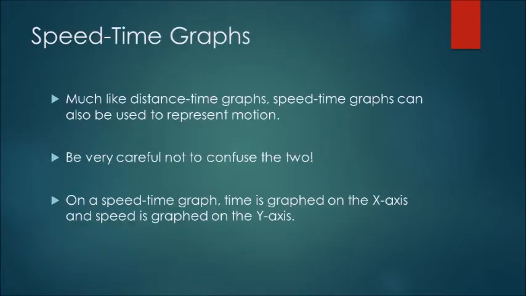So, speed time graphs. Much like distance time graphs, speed time graphs can also be used to represent motion. It's very important that we do not confuse these two, so we need to be very careful when we are looking at these graphs. A distance time graph looks at a change in position, while a speed time graph looks at a change in speed. Two completely different things. Make sure you're paying attention. On a speed time graph, time is graphed on the x-axis and speed is graphed on the y-axis. That's how you can tell the two apart.